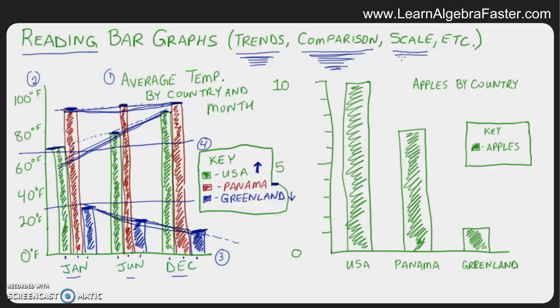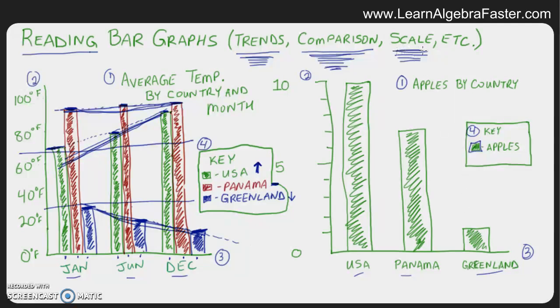Now let's move over to the other graph here, and we'll talk about scale for a second. So this graph, we're gonna start off, see what the title is. It's apples by country. Then we're going to go to the vertical axis, and we're measuring 0 all the way to 10. On the horizontal axis, we are measuring countries again, so we have the same 3 countries. And then we look at the key that shows us that the green bars stand for the number of apples. So it looks like that the USA has 10 apples, Panama has 7 apples, and Greenland has 1 apple.